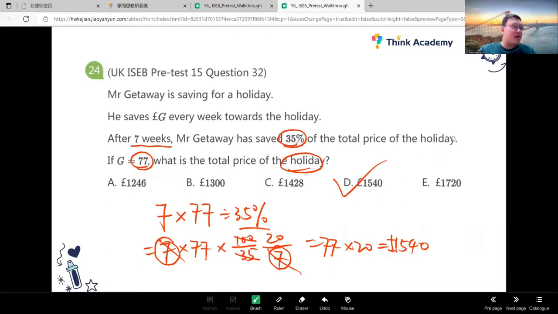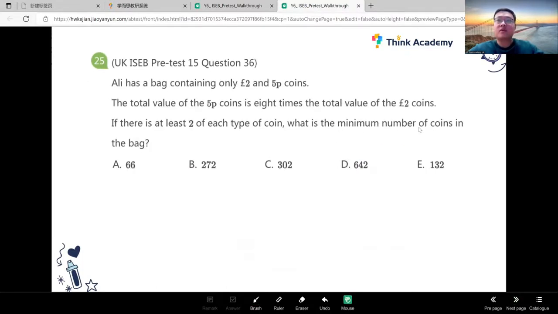Is that clear for you guys? You got last question today. Okay, question number 25.